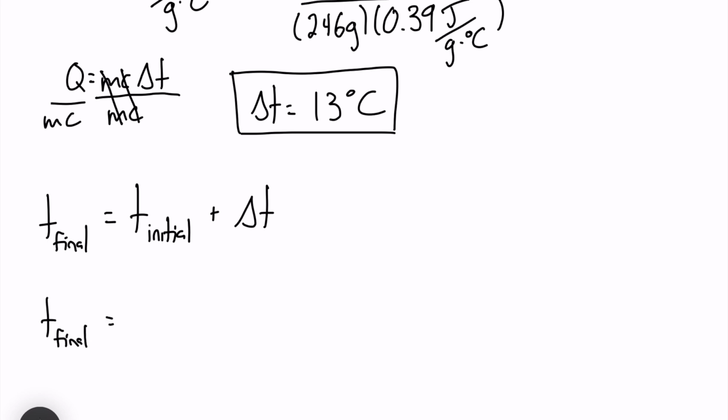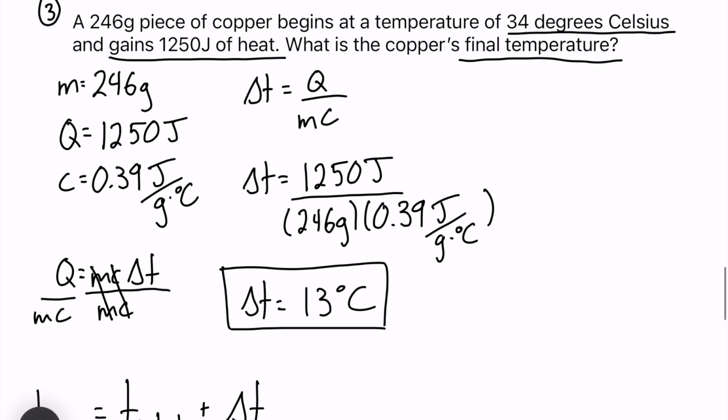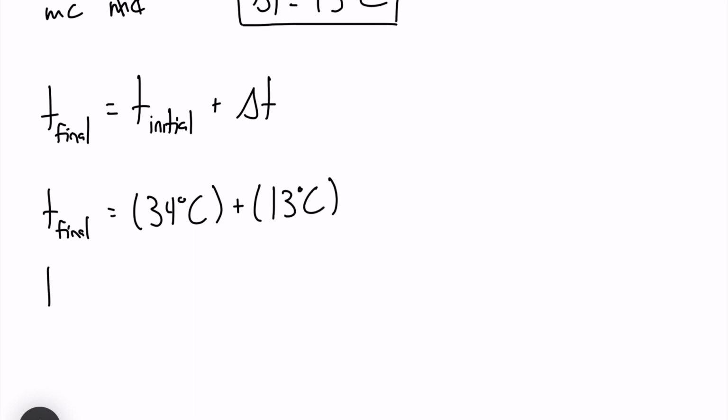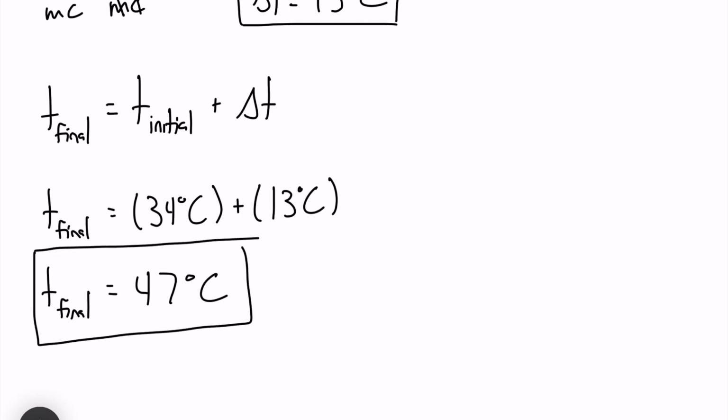So T final equals our T initial, which was, let's refer back to the top, 34 degrees Celsius. So 34 degrees Celsius plus our change in temperature, which is positive 13 degrees Celsius. So if we type this into our calculator, if you need to, you should get a final temperature of 47 degrees Celsius. And again, this does make sense as our copper gained heat, so our temperature should increase.